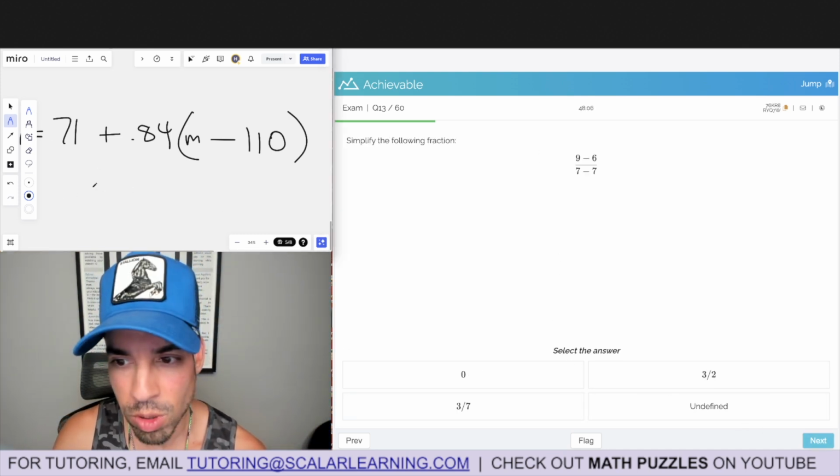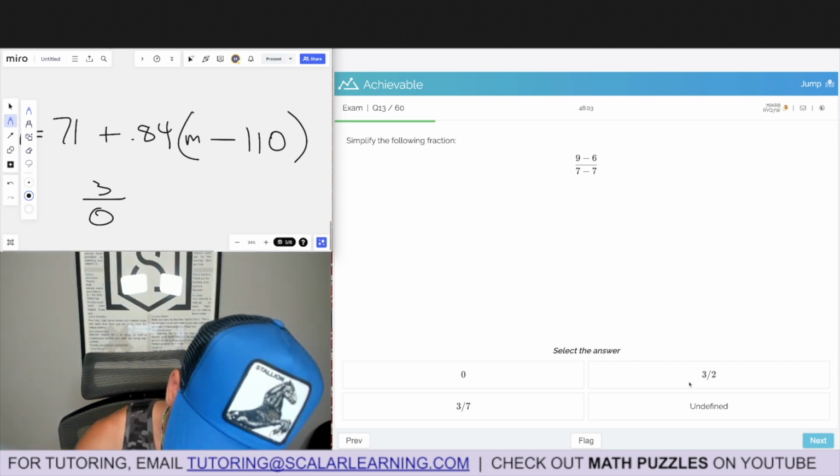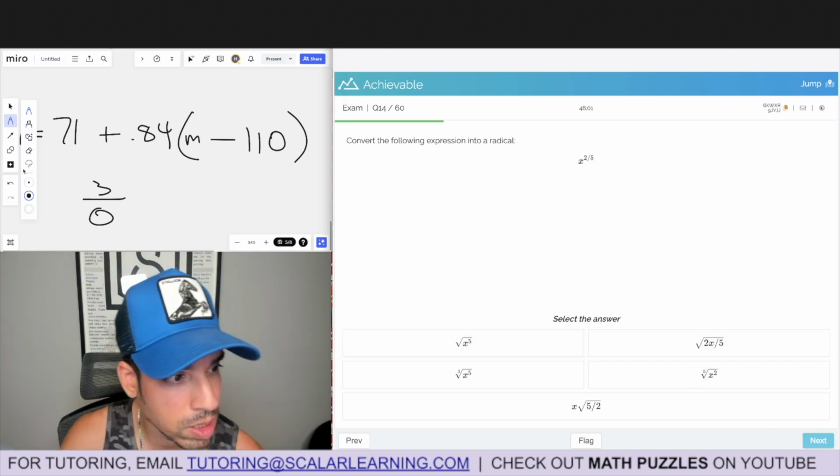Simplify. All right, this is pretty straightforward. 9 minus 6 is 3. 7 minus 7 is 0. It's undefined. Boom, done. Can't divide by 0. Or you can, but it's undefined.